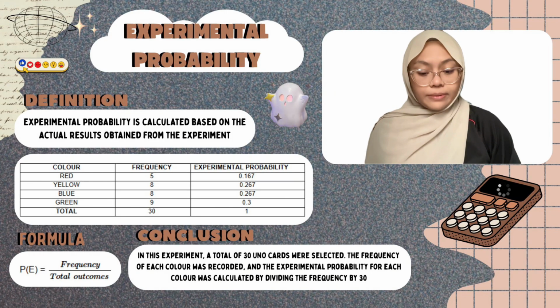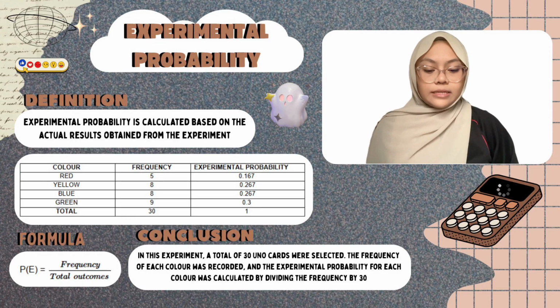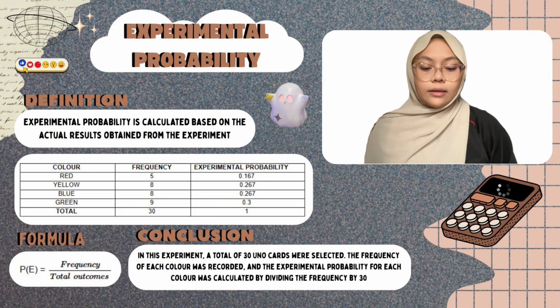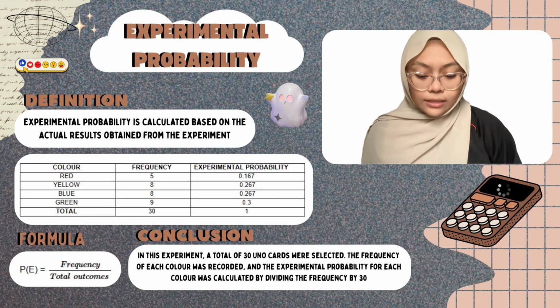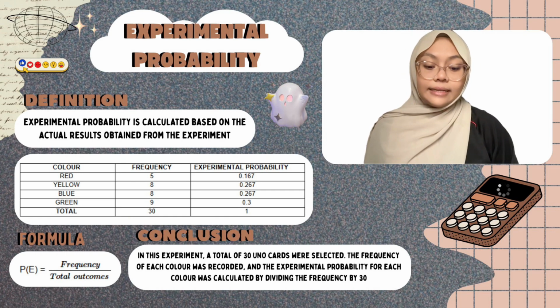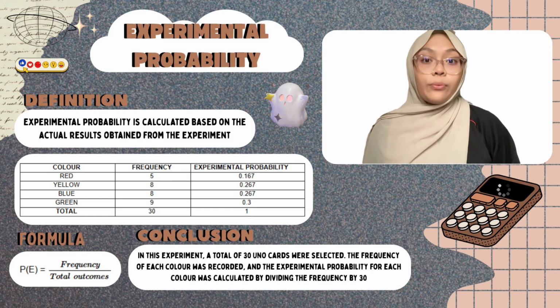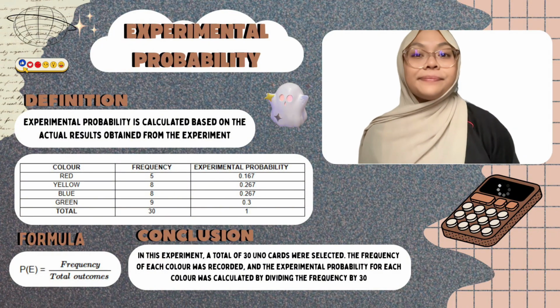In this experiment, a total of 30 Uno cards were selected. The frequency of each colour was recorded, and the experimental probability for each colour was calculated by dividing the frequency by 30. The sum of all experimental probabilities is equal to 1, which confirms that the calculations are correct.